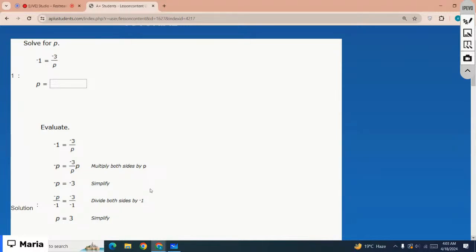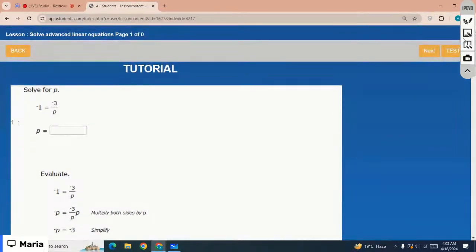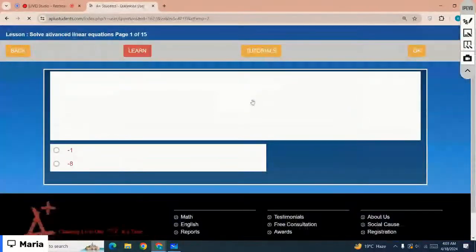Okay, let's just start with the practice questions. You can have a look at the tutorial by yourself. They are already solved. So let's just start with the tutorial. Z minus 16, Z equals 15.